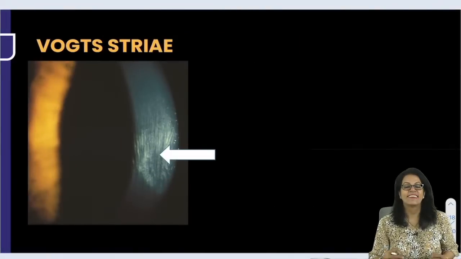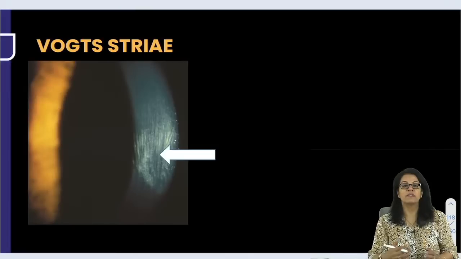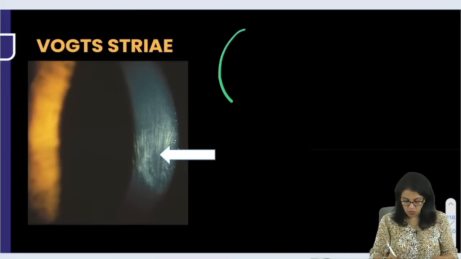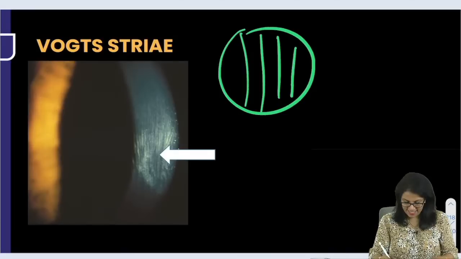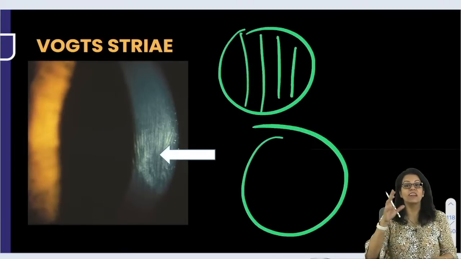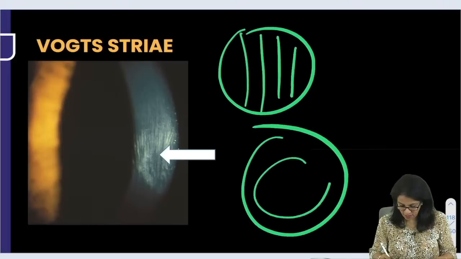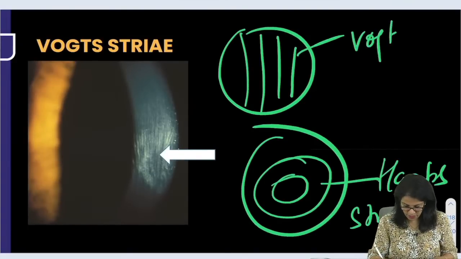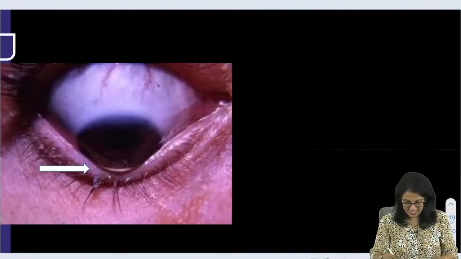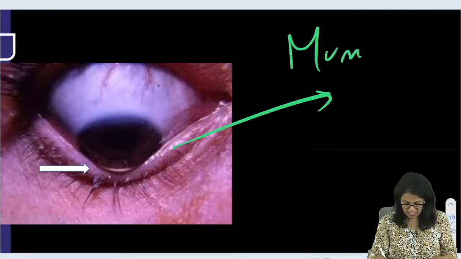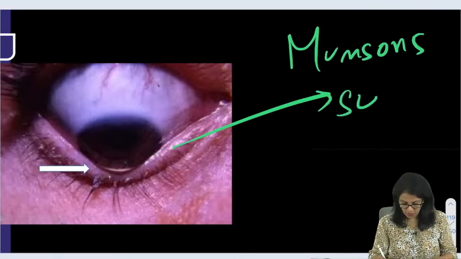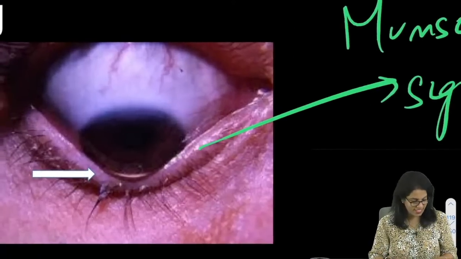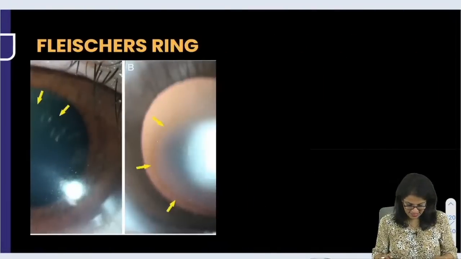These are, you all know, breaks in the Descemet's membrane which are seen vertical. So Vogt striae are like this. What was Haab striae? That is in congenital glaucoma, they are more circular. So these are Haab striae, and this is Vogt striae of keratoconus. This is what we will know as Munson sign, V-shaped deformity of the lower lid on looking down.